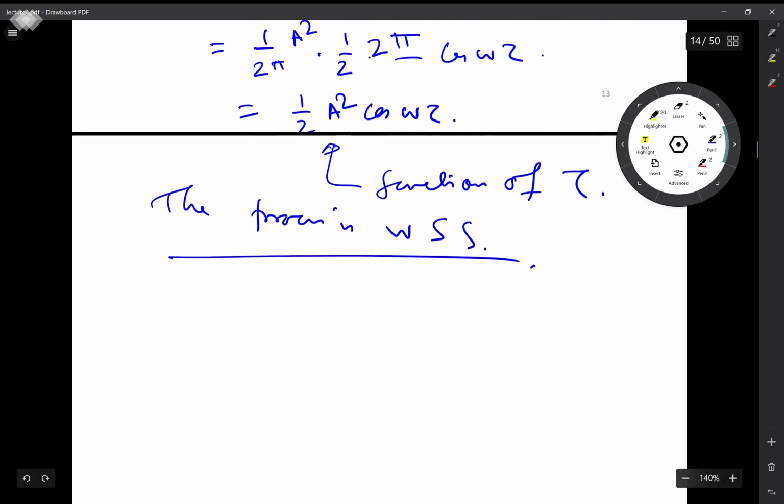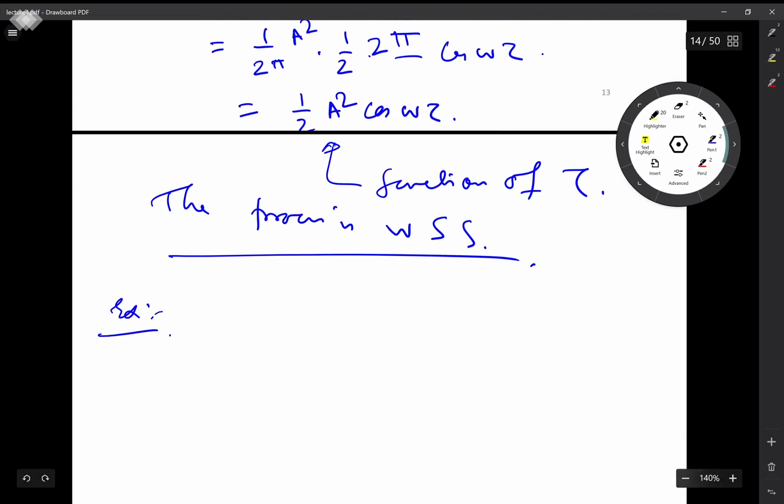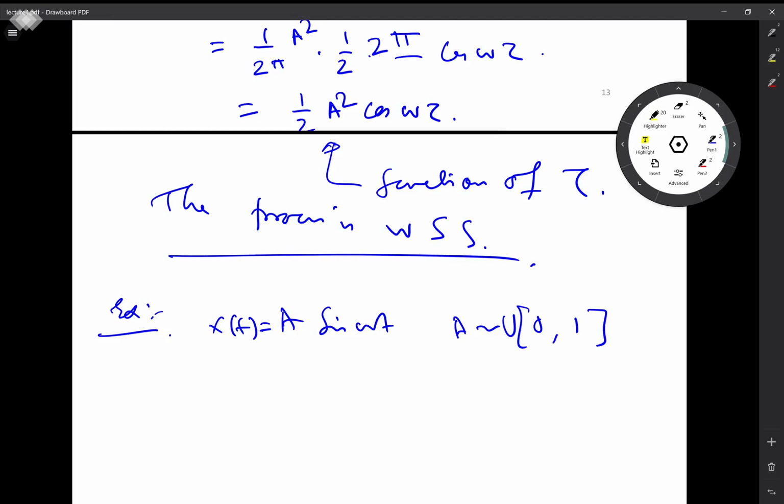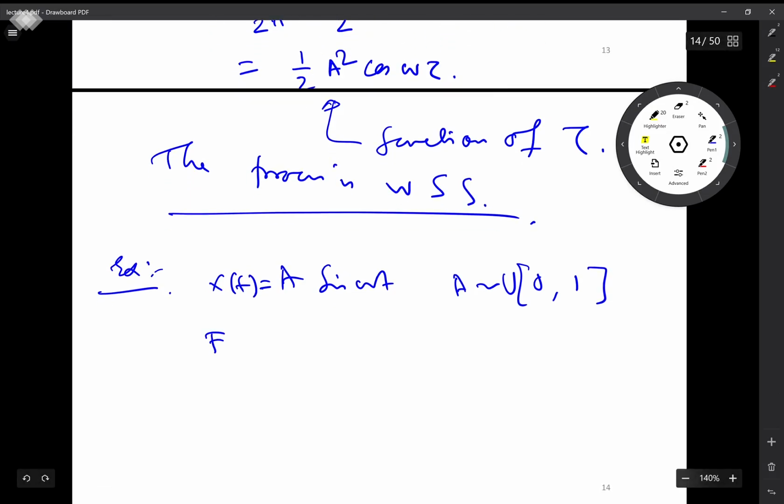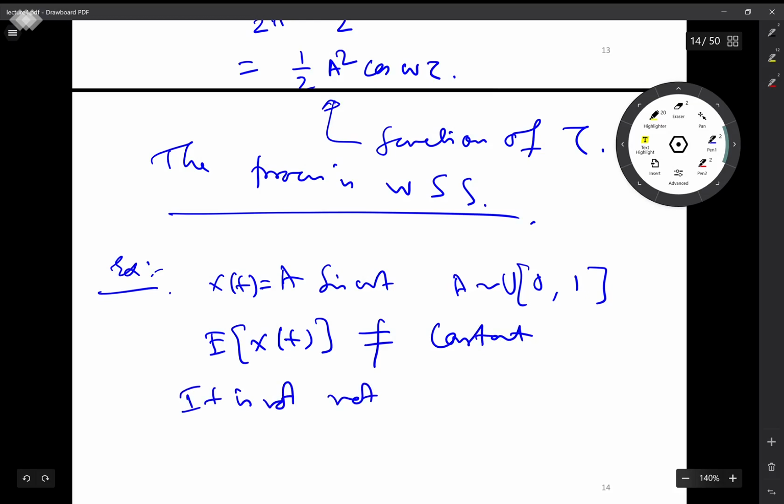Now let's take another example, example 2. We have taken X(t) equals A sin(ωt), where A is uniformly distributed between 0 and 1. Clearly, E[X(t)] is not constant, right? So it is not a WSS process.